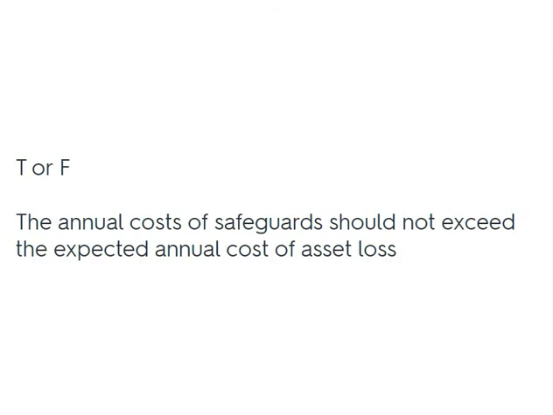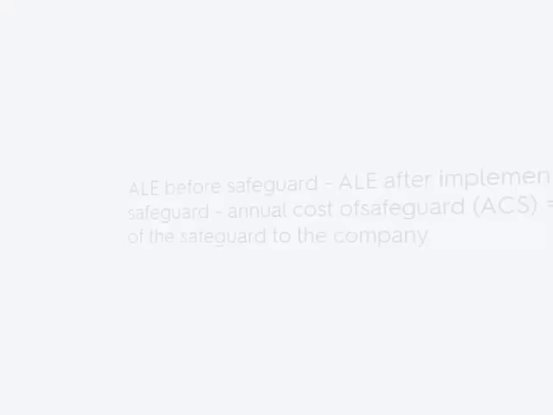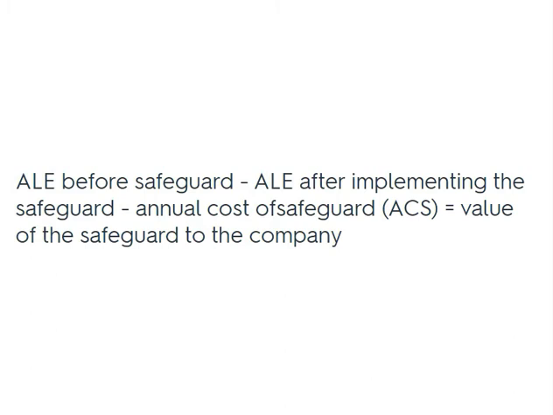T or F. The annual costs of safeguards should not exceed the expected annual cost of asset loss. True. ALE before safeguard, minus ALE after implementing the safeguard, minus annual cost of safeguard, equals value of the safeguard to the company. Calculating safeguard cost benefit.